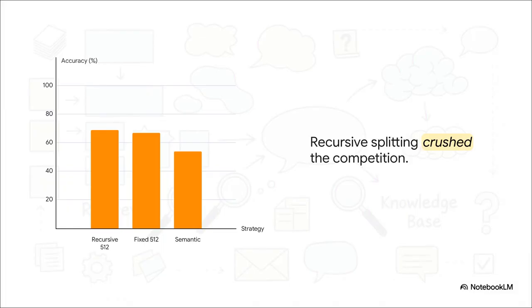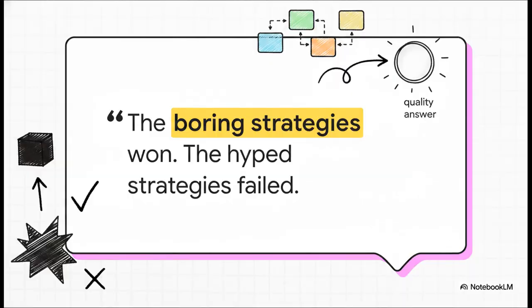With the playing field leveled, the results of this showdown were honestly mind-blowing. The standard, totally boring recursive character splitting at 512 tokens absolutely crushed the competition. It hit 69% accuracy. Basic fixed-size 512 was right on its heels at 67%, and that highly hyped semantic chunking, it completely collapsed, coming in at a dismal 54% accuracy. As the Vecta R&D team so bluntly put it in their report, the boring strategies won, the hyped strategies failed.